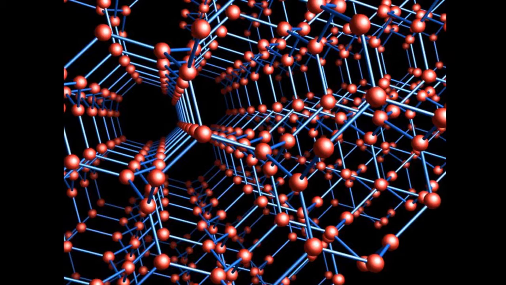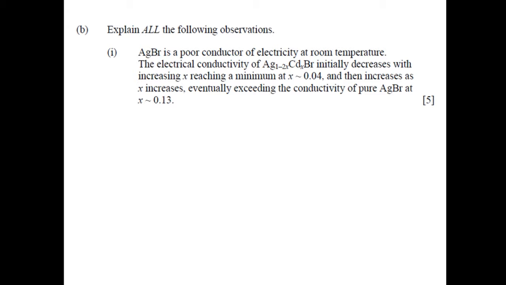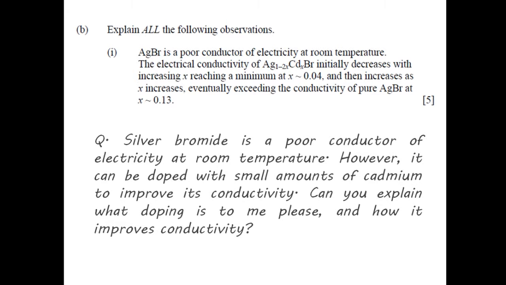However, if you want to push an able candidate, you can move on to the part in the paper. Question: silver bromide is a poor conductor of electricity at room temperature. However, it can be doped with small amounts of cadmium to improve its conductivity. Can you explain what doping is to me, please, and how it improves conductivity?